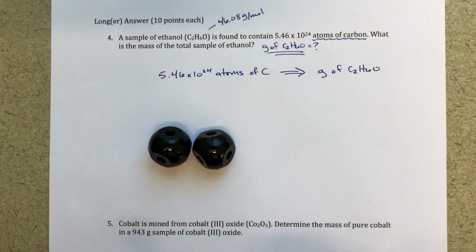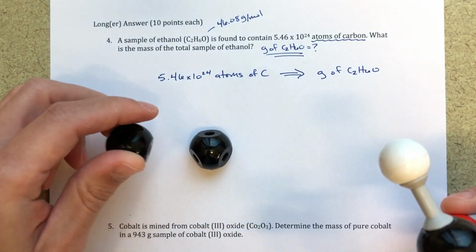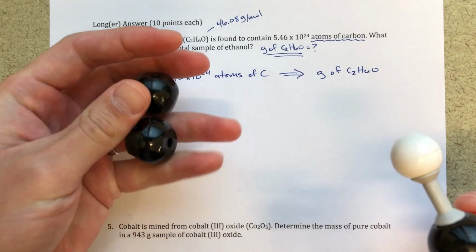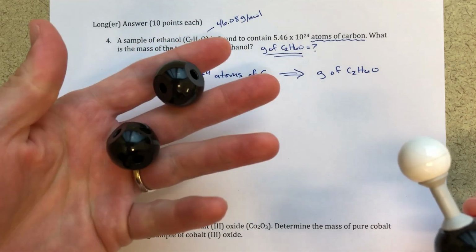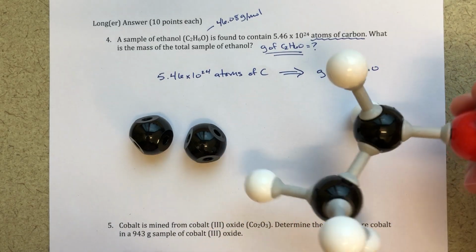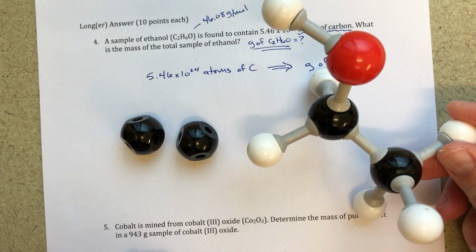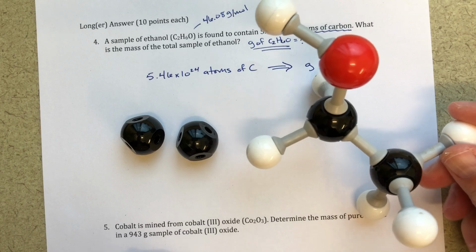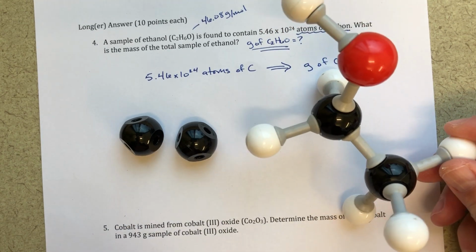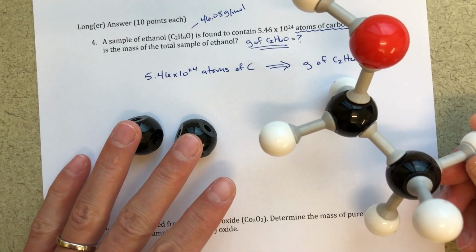We're told that we've got some number of atoms of carbon. So these are just empty carbon atoms, and we're going to have 5.46 times 10 to the 24th of these. Obviously, I just have 2 here, but you can imagine I've got a pile of these, okay? And then we're going to make this ethanol molecule. So this right here is an ethanol molecule, C2H6O, if you count up your carbons and your hydrogens and your oxygen here. So for every one of these, it takes 2 of my atoms of carbon.